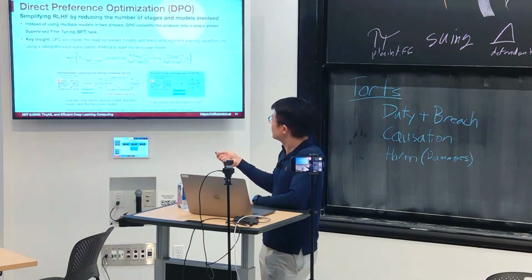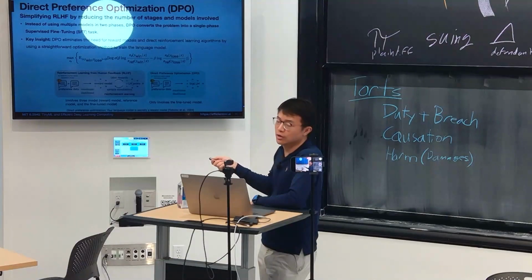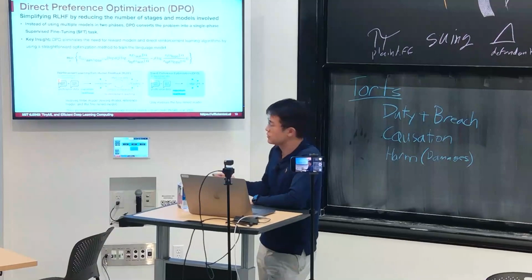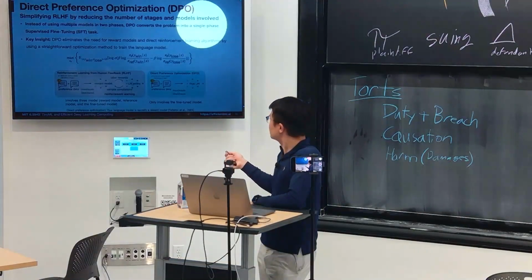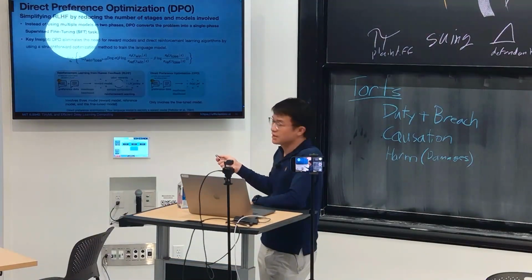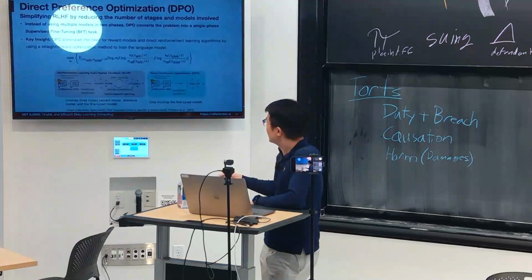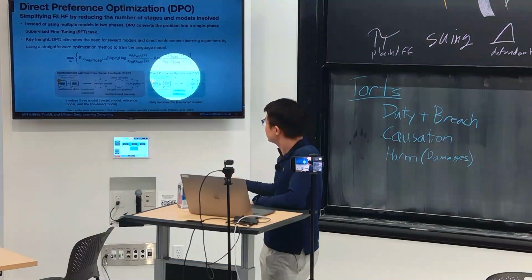Previously, we needed to first train the reward model before we could update our large language model. So DPO converts the problem into a single phase SFT task. SFT is pretty simple. We can use a very simple loss rather than 2 loss terms. For example, here is the previous approach, and this is the new approach. This is RLHF. This is DPO.